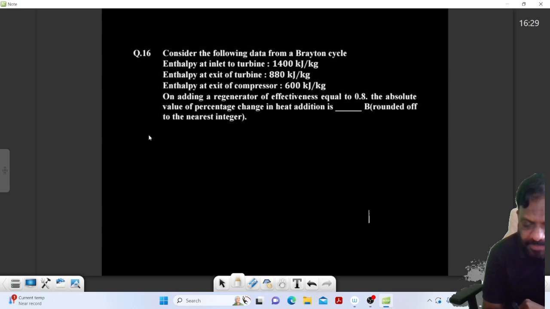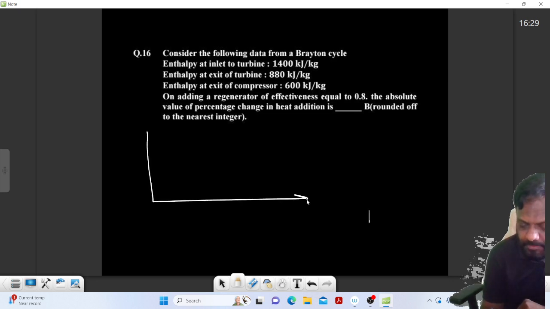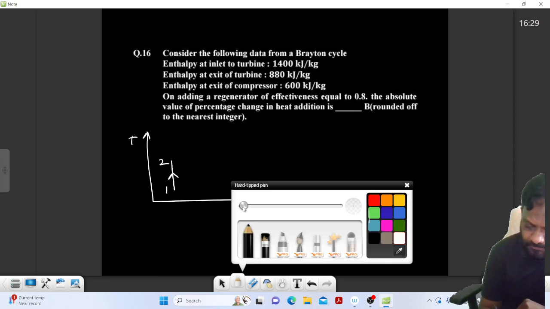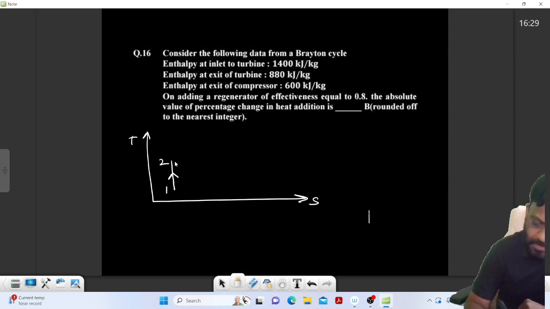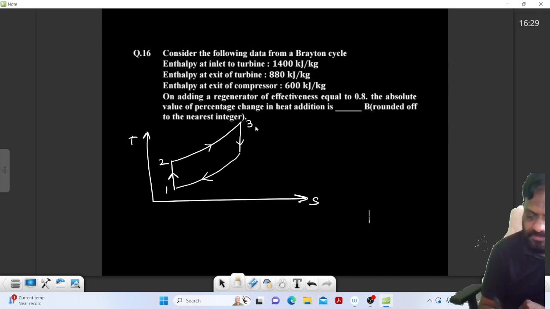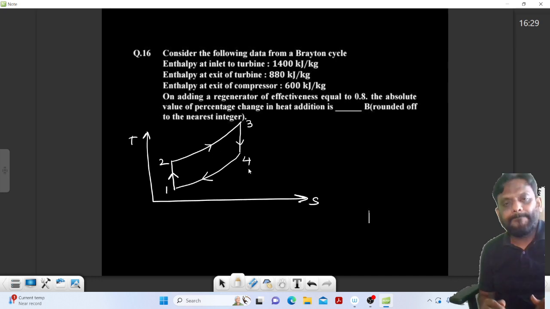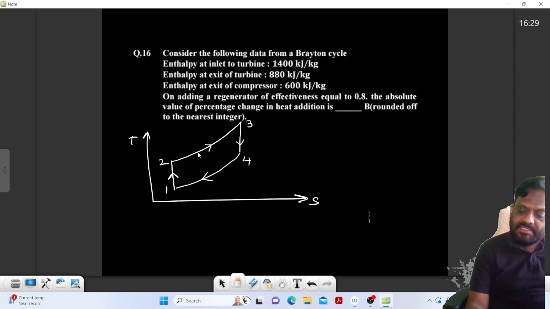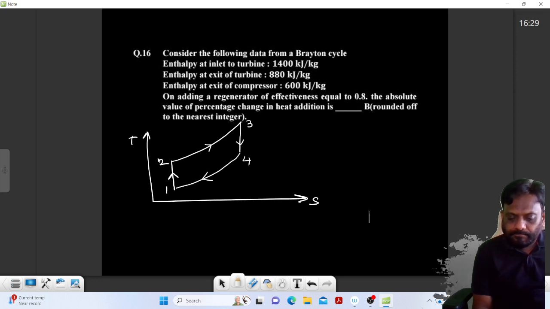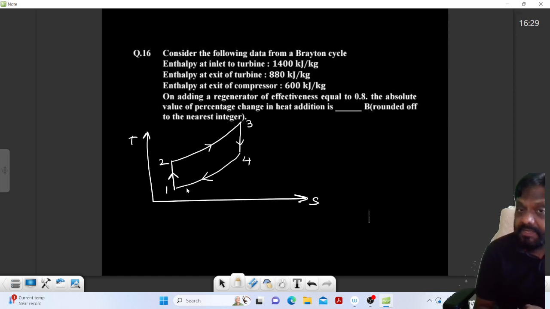Now he says Brayton cycle. Isentropic compression, constant pressure heat addition, isentropic expansion, and constant pressure heat rejection. This is our Brayton cycle. This is occurring in the compressor. This is occurring in the combustion chamber. This is occurring in the turbine, and this is occurring again in the heat exchanger.